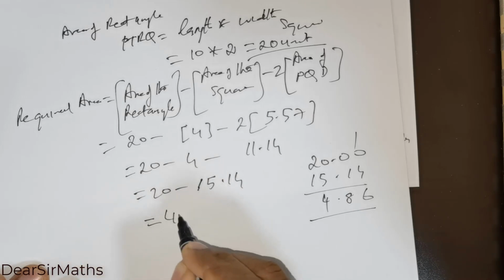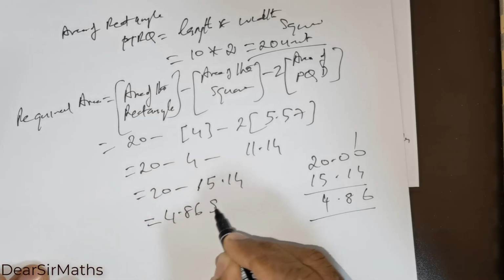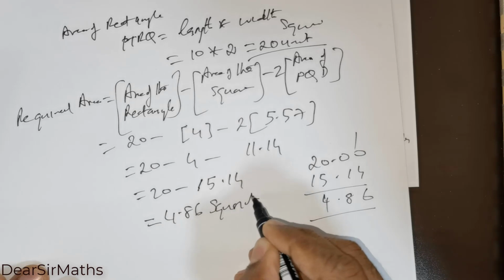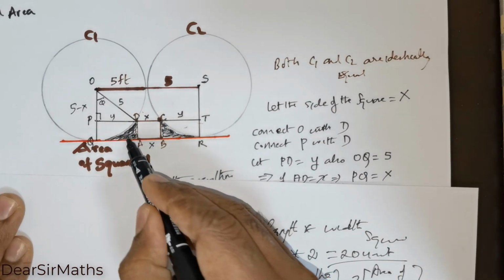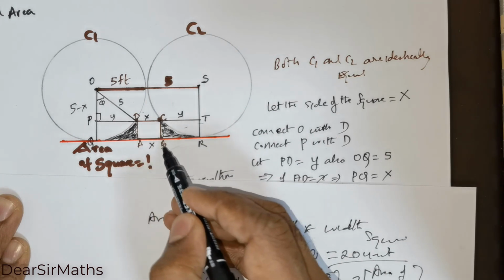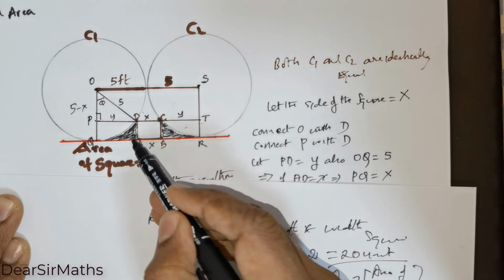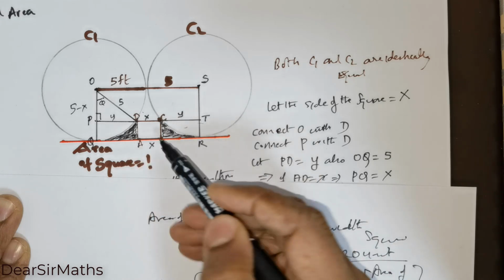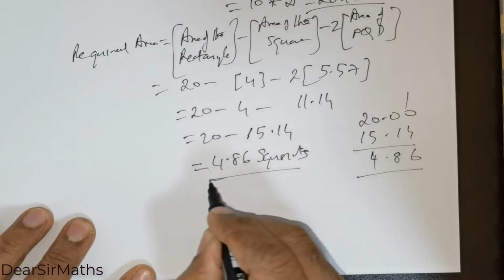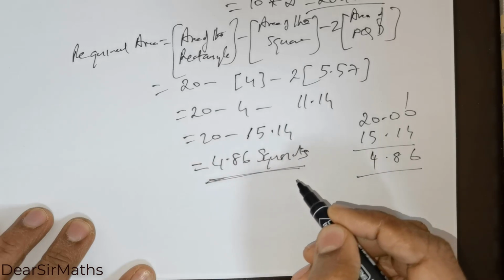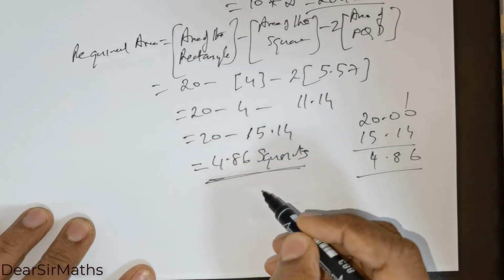So 4.86 square units. So what is this exactly? This is nothing but this region and this region together. Now probably they might ask you, what is this region? So in that case you need to divide it by 2 and say the area of this region is this. So this is a beautiful question, and we have achieved this.